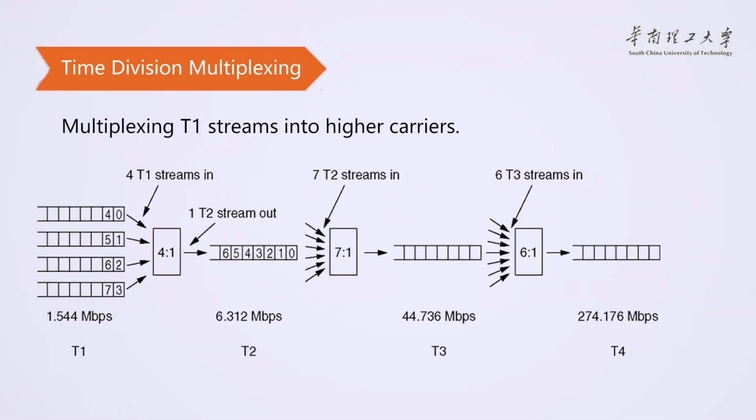Here, we can use the T1 and T2 networks as an example. The T1 network uses TDM. It allows different users to use the entire bandwidth within their own time chunk. The T1 network can even be multiplexed into a higher carrier, such as the T2 network. And this hierarchical multiplexing can continue into even higher carriers, such as T3 and T4.